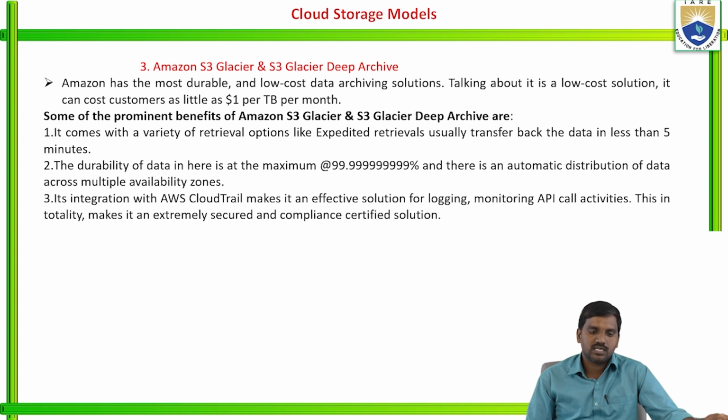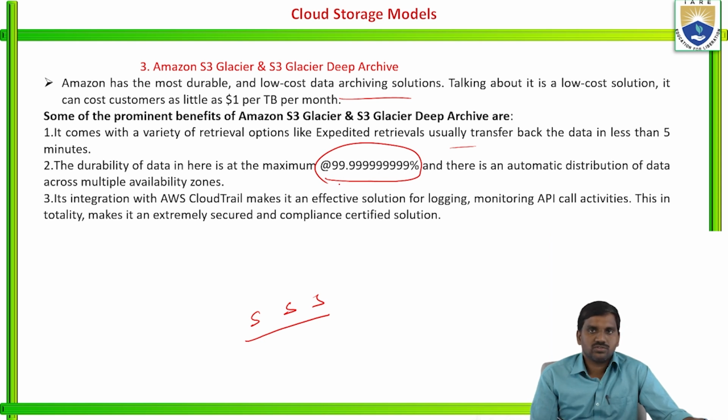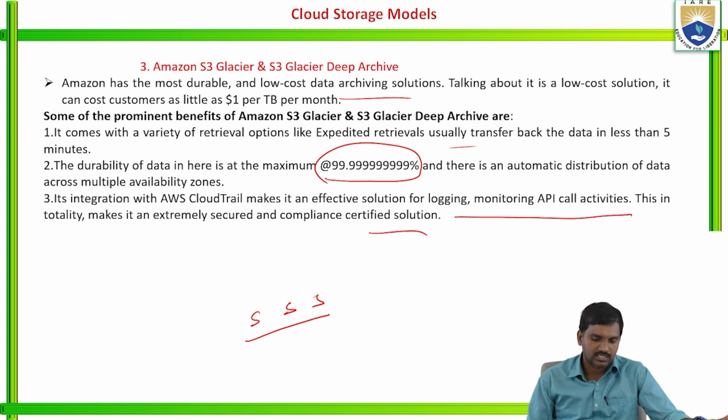Next one, Amazon S3 Glacier or S3 Glacier Deep Archive storage. Here S3 is nothing but Simple Storage Service. Amazon has the most durable and low cost data archiving solution. It is a low cost solution. It can cost customers at least $1 per TB per month. Some prominent benefits of S3: it comes with a variety of retrieval options like expedited retrieval, usually transferring data back in less than 5 minutes. The durability of data here is a maximum of 99.99 percent. Its integration with AWS CloudTrail makes it an effective solution for logging and monitoring API call activities. This in total makes it an extremely secure and compliance certified solution. So this is about the third one, Amazon S3 Glacier or S3 Glacier Deep Archive storage model.